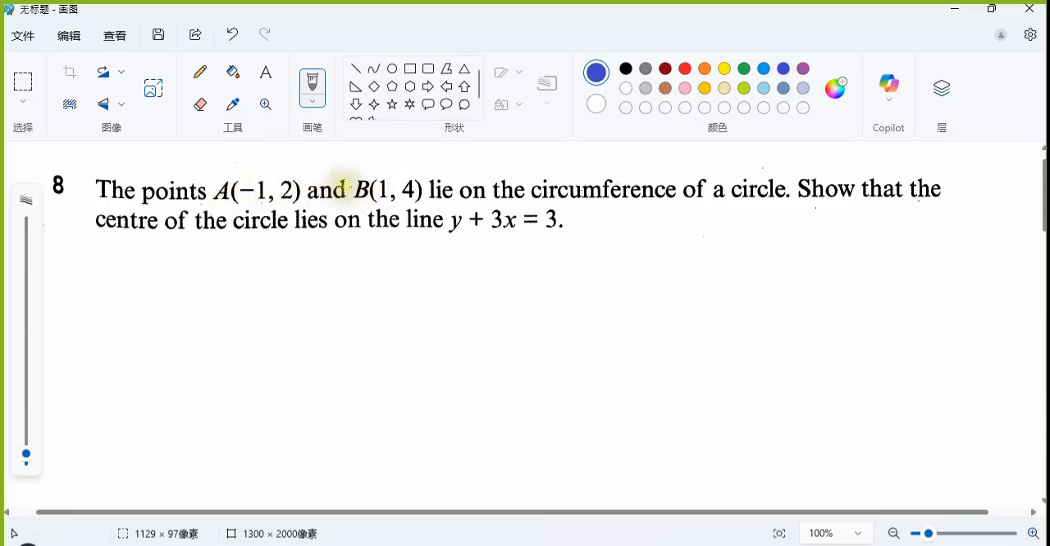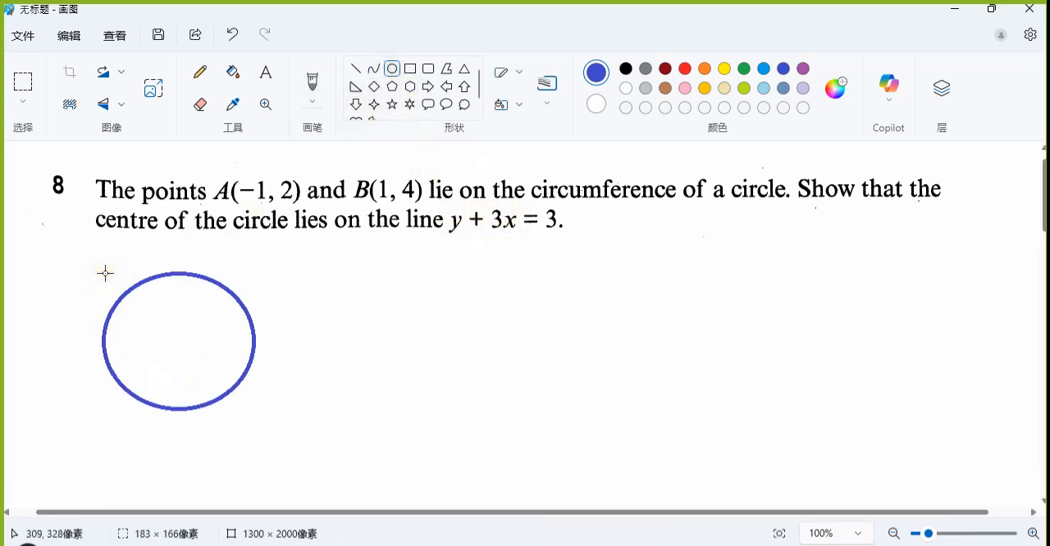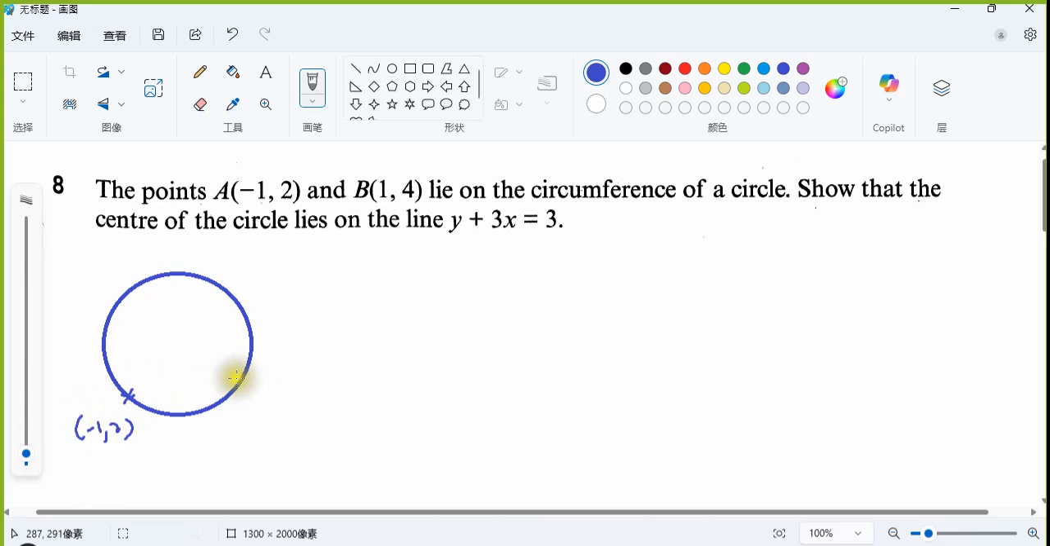The points A and B lie on the circumference of a circle. Show that the center of the circle lies on the line y plus 3x equals 3. Okay, imagine that we have a circle and then we have a point here which is negative 1, 2, and another point is 1, 4.